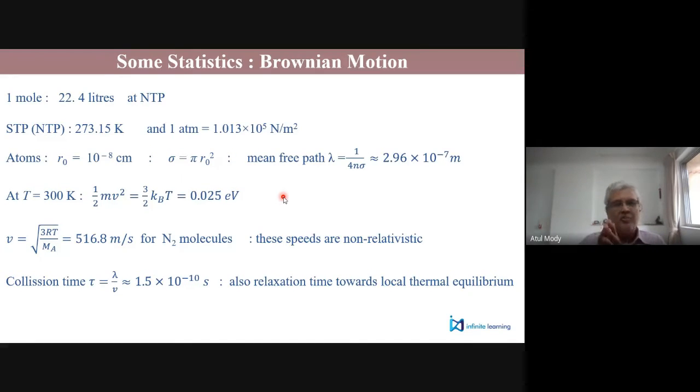And your mean free path will be 1 by 4n sigma. Why that factor 4? Because when two atoms collide, they should be within the distance of 2r0 with respect to each other. So if you consider the area with 2r0, it will be pi times 2r0 square. So you get 4 pi r0 square. So that's why 4 sigma. So your mean free path is 1 by 4n sigma, which is about 10 raised to 3 into 10 raised to minus 7 meter.